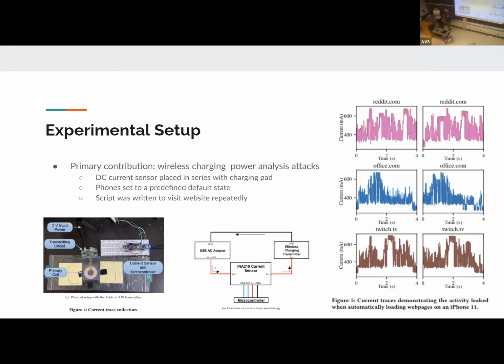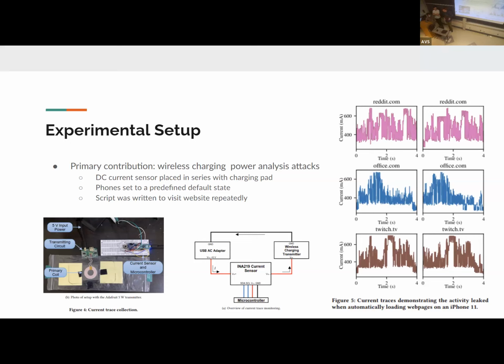But they then took 2 phones, a Pixel 4 and an iPhone 11, and put them in a default state. This was pretty much just with Bluetooth disabled, the cell service disabled, but the Wi-Fi enabled. And then they wrote a script to visit a website 50 times repeatedly, and they would give it 10 seconds of loading and 4 seconds of waiting. And they used Web Inspector for Apple, which is very similar to Chrome's DevTools, which they used for the Pixel 4, to link in and automate this process of visiting a website.